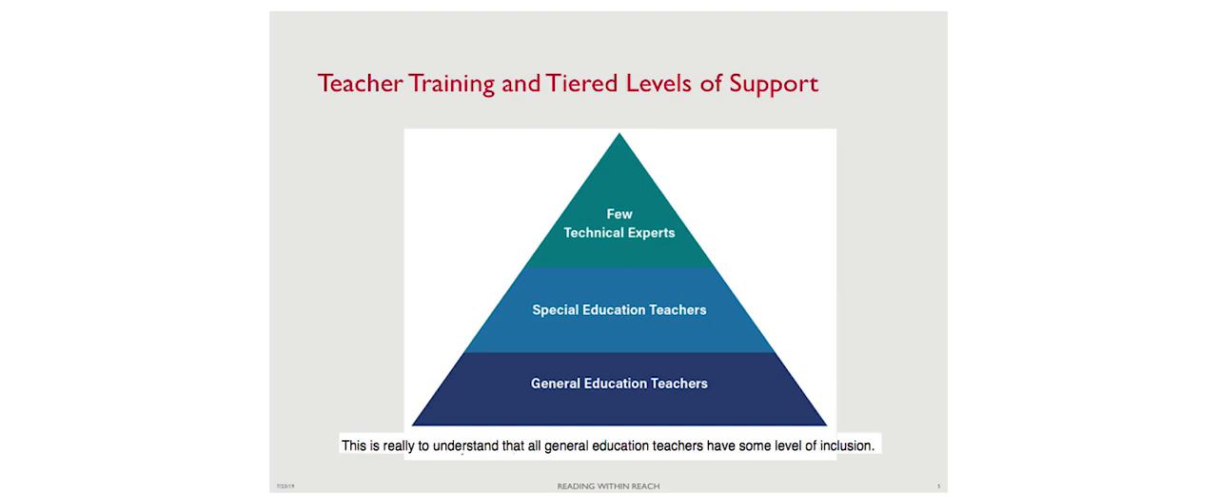This is really to understand that all general education teachers should have some level of inclusion training. You also have special education teachers. I think that if you train your general education teachers, you don't need as many special education teachers. Then we also have technical experts. These are Braille experts, people that know sign language. Often people think that this is not a reality in a lot of the countries in which we work, but actually these experts do exist. They are just often in segregated schools.